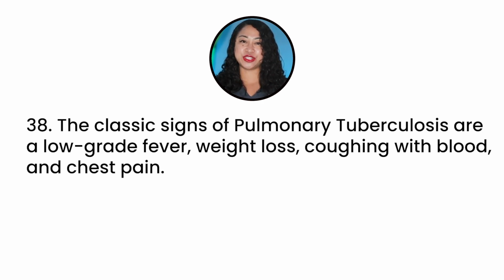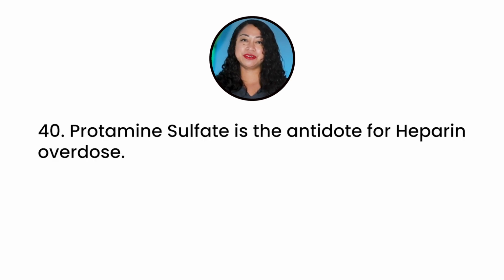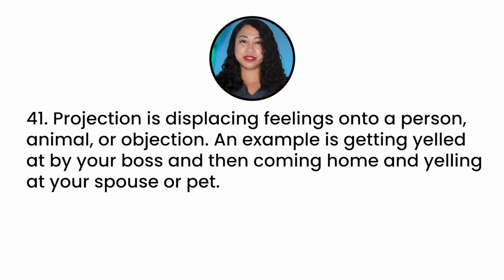The classic signs of pulmonary tuberculosis are a low-grade fever, weight loss, coughing with blood, and chest pain. Statement 39. Do not give morphine to a client with pancreatitis. Statement 40. Protamine sulfate is the antidote for heparin overdose. Statement 41. Projection is displacing feelings onto a person, animal, or object. An example is getting yelled at by your boss and then coming home and yelling at your spouse or pet.